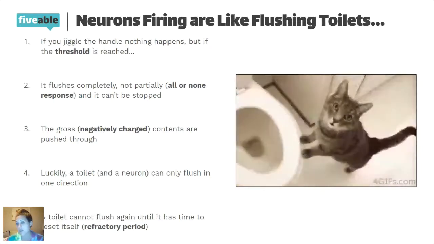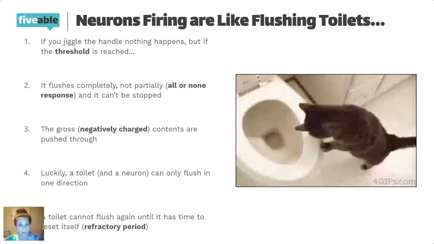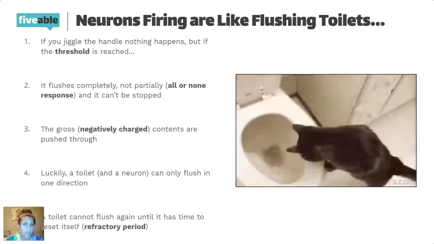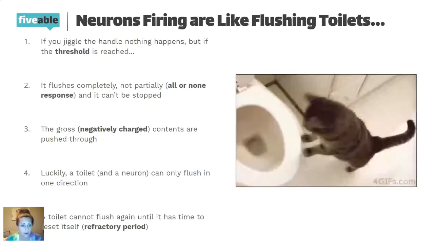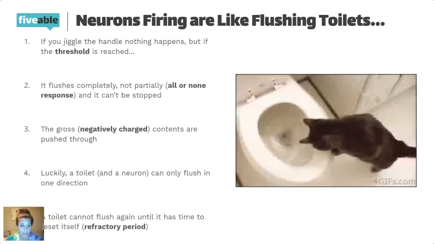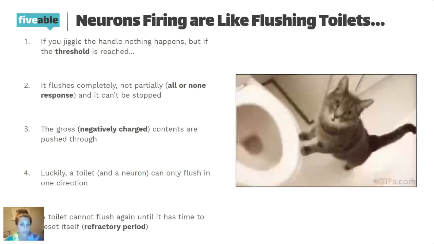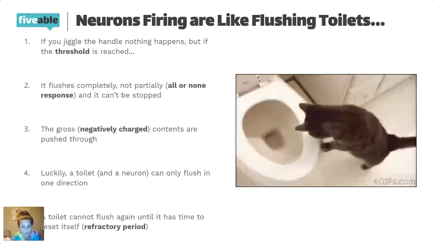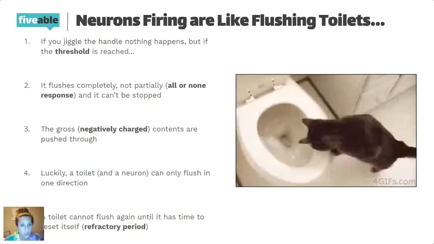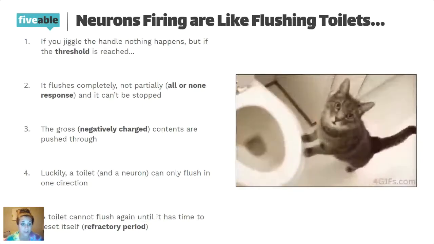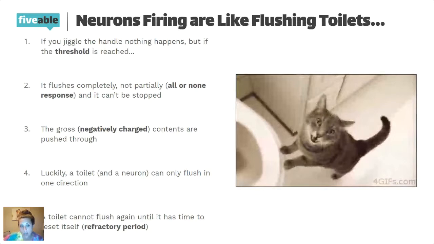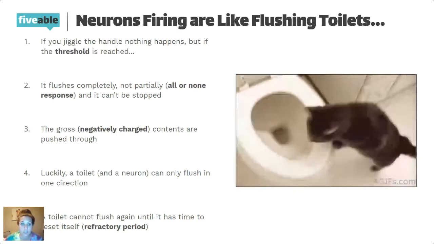The next important comparison between a neuron and a toilet is that you can't just partially flush a toilet, and a neuron can't just partially fire. It either fires or it doesn't. A toilet either flushes or it doesn't, but you can't stop it, right? If you reach the threshold with the toilet, pushing the plunger, you can't all of a sudden stop it from flushing. Once it starts, it finishes the process. Once a neuron starts to fire, it finishes the process.